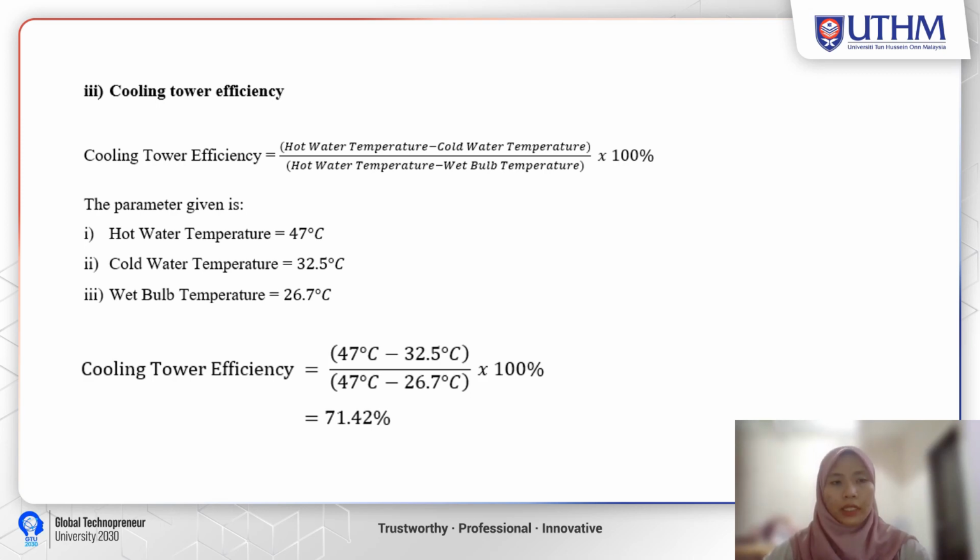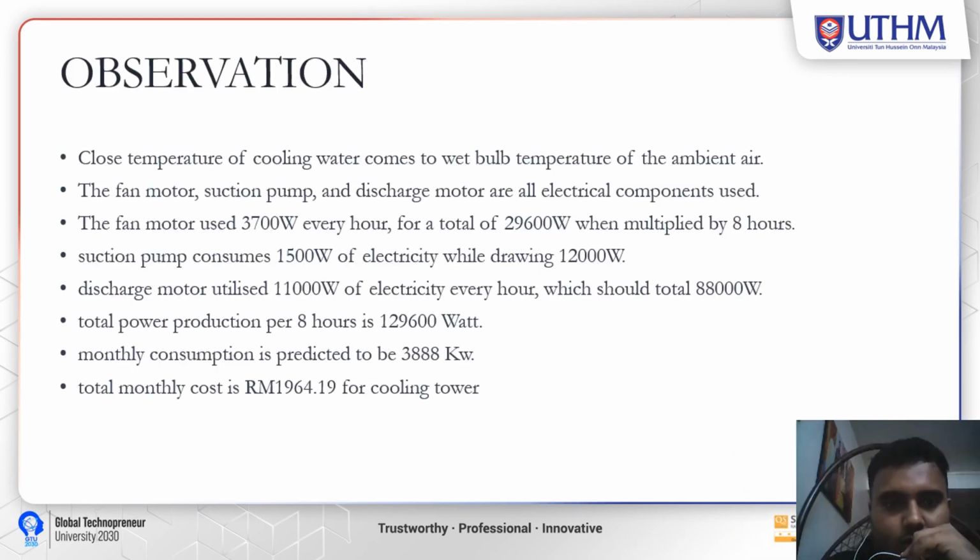The parameters given are hot water temperature 47 degrees C, cold water temperature 32.5 degrees C, and wet bulb temperature 26.7 degrees C. From the formula that has been stated, we got the cooling tower efficiency of 71.42%. This is the observation we made on the cooling tower in our biodiesel plant.